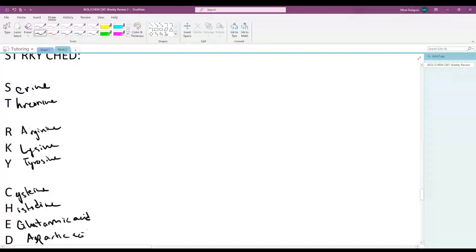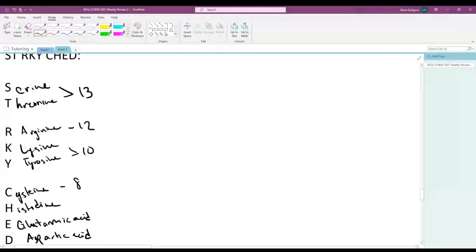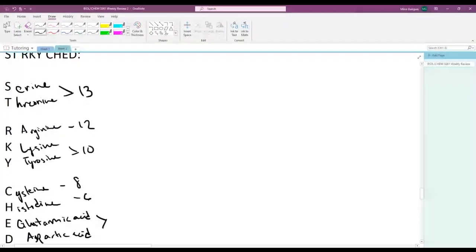Aspartic acid. Okay. These are also the pKas in descending order. So serine and threonine, pKa of 13. I'm sorry, not pH. Arginine 12. Lysine and tyrosine are both about 10. Cysteine 8, histidine 6. Both of these guys are at about 4. Okay? So I believe these are all of the acidic and basic amino acid side chains. Let me be as thorough as I can.